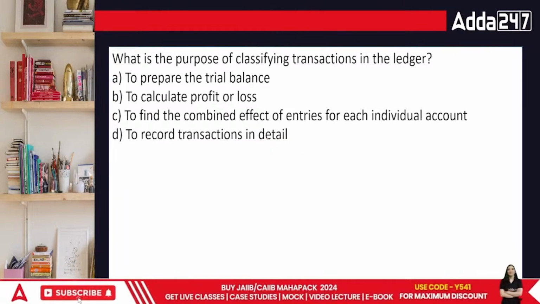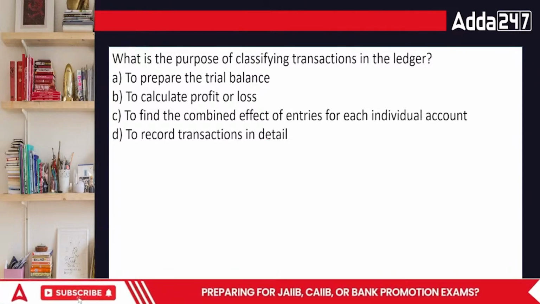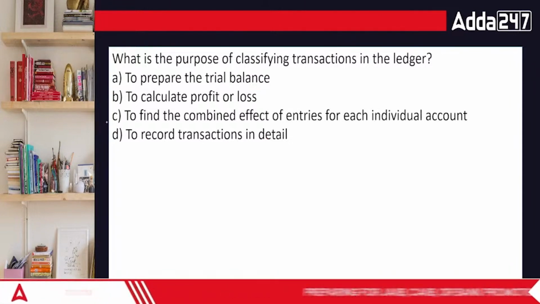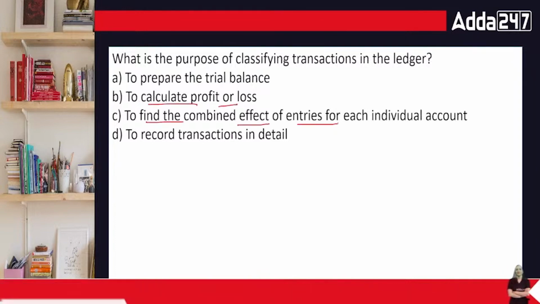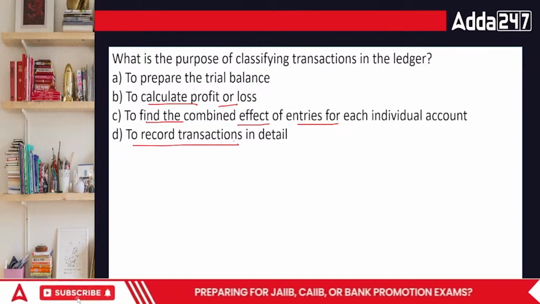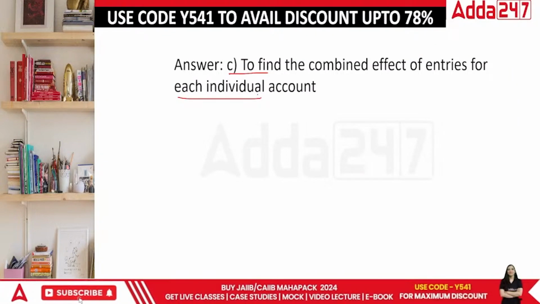What is the purpose of classifying transactions in ledger? To prepare the trial balance, to calculate profit and loss, or to find the combined effect of entries of each individual account, or to record in detail. The correct answer is C only. Similar kind of question. Not the same, but similar.